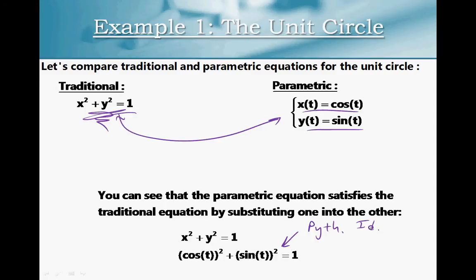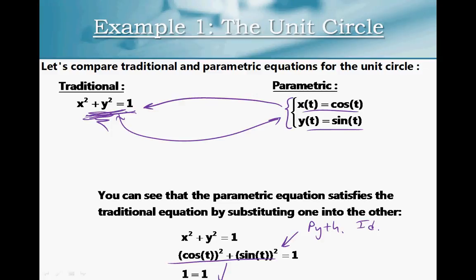That's the Pythagorean identity. We know that sine squared plus cosine squared is equal to 1. So check, we just proved it. These two equations are synonymous. They're just written in a different way. We say that the equation over on the right is a parameterization of this traditional formula, x squared plus y squared is equal to 1.